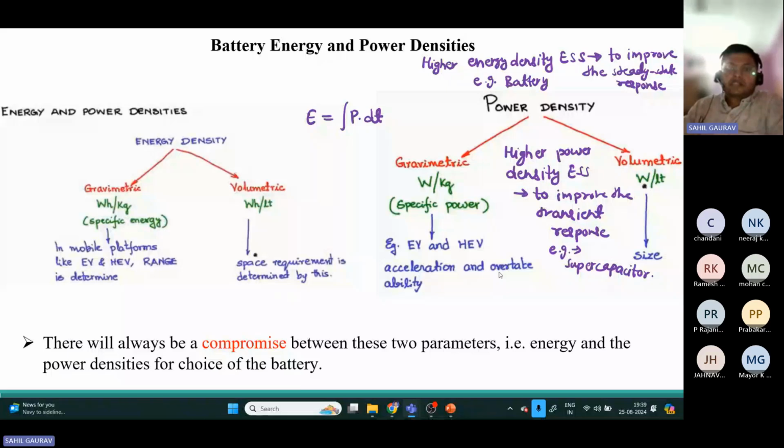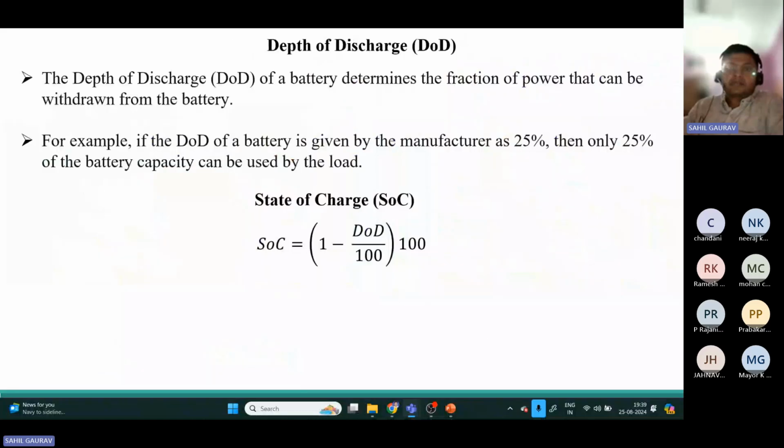Now, let us come to the next parameter, that is depth of discharge, and we have discussed it earlier also, in earlier slides. The depth of discharge of battery determines the fraction of power that can be withdrawn from the battery. For example, if the depth of discharge of battery is given by the manufacturer as 25%, then only 25% of battery capacity can be used by the load. Generally, it will be specified as 80%. And for the state of charge, you have to subtract from the depth of discharge, you will get the state of charge. So we will use this expression in solving the problem.